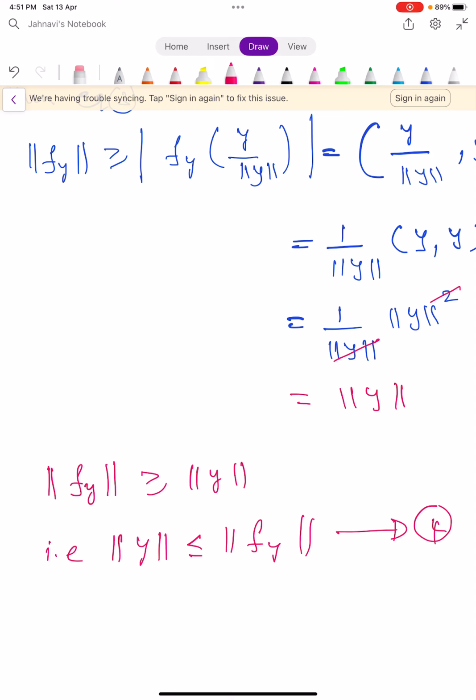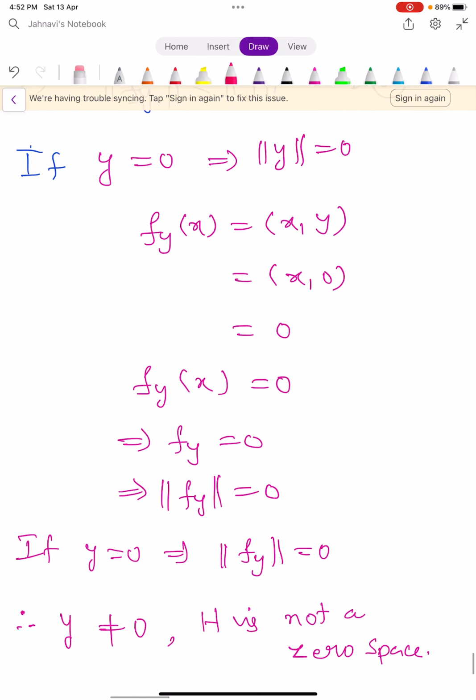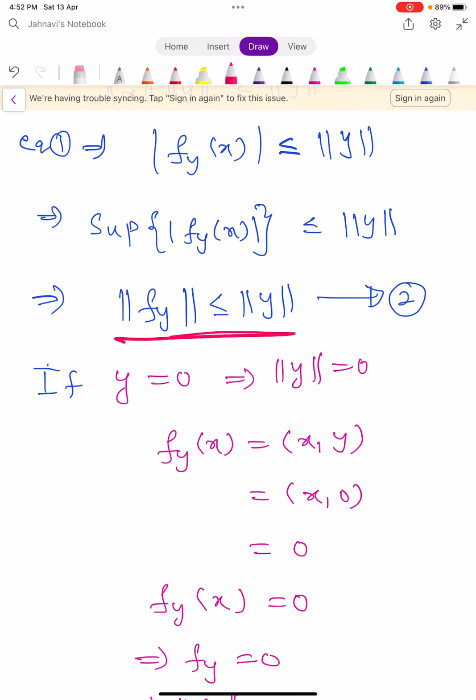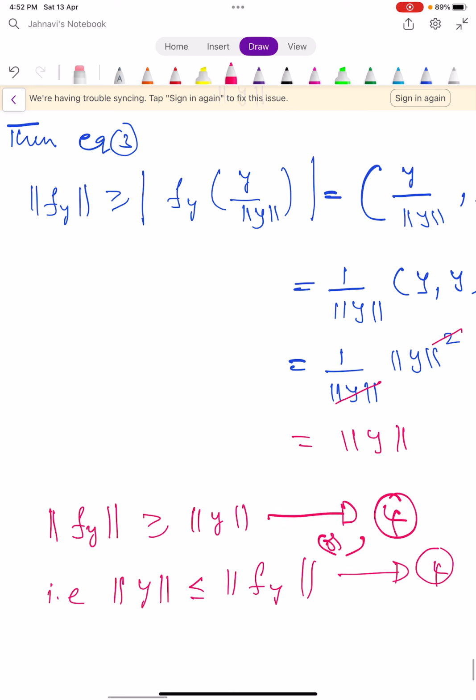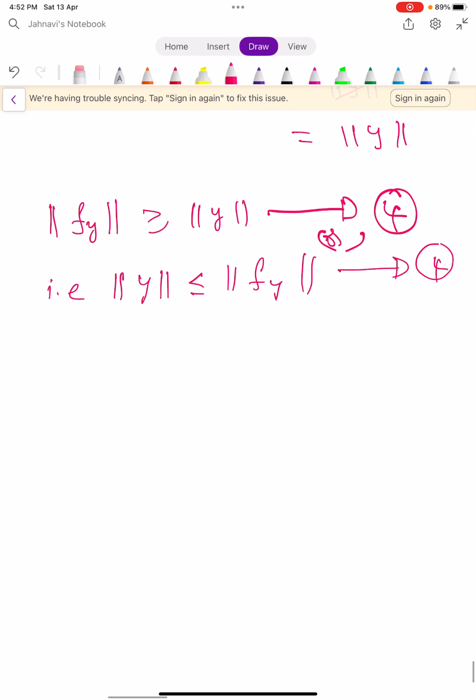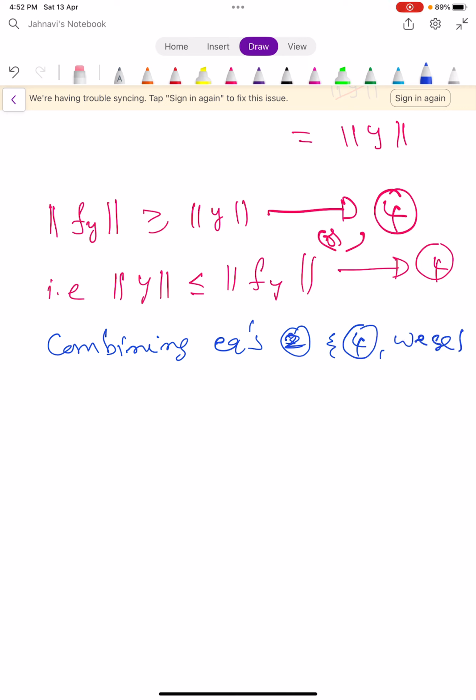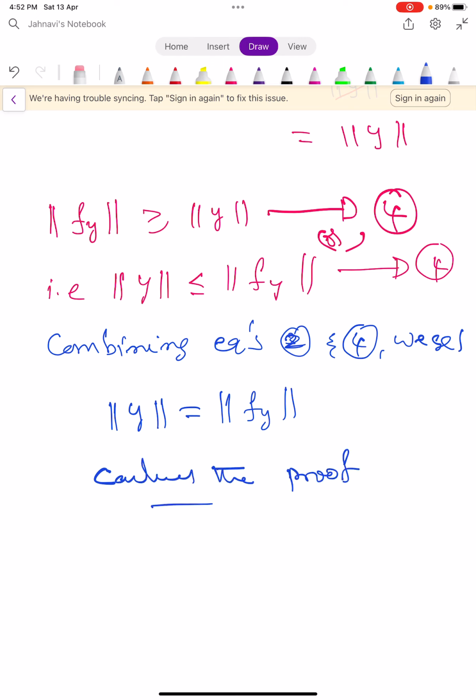Now combining equation 4 and equation 2, ||f_y|| is less than or equal to ||y||, and here you get ||f_y|| greater than or equal to ||y||. So combining equations 2 and 4, we get ||y|| is equal to ||f_y||. What is required? This completes the proof of the theorem, hence proved.